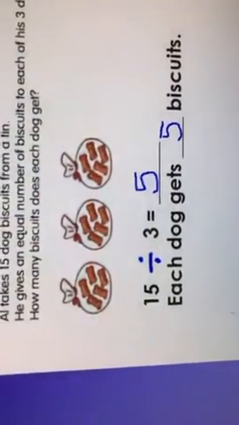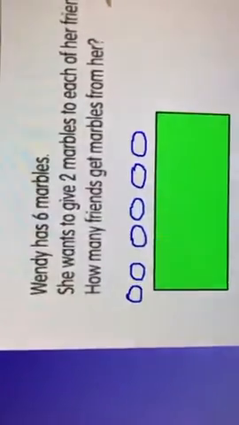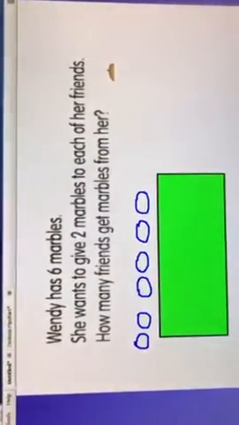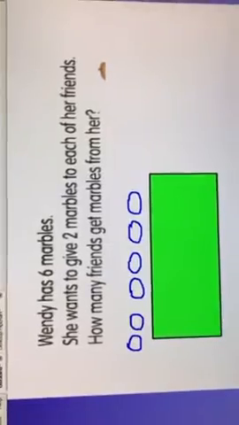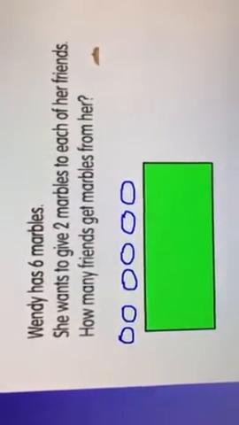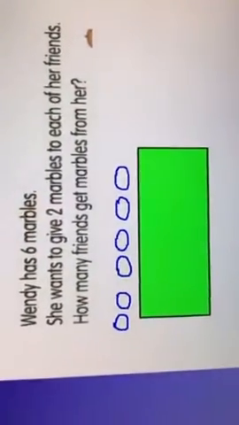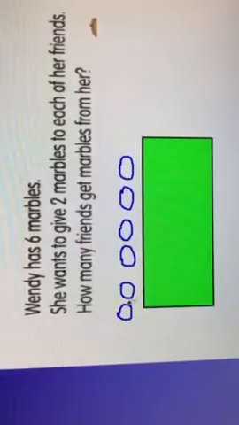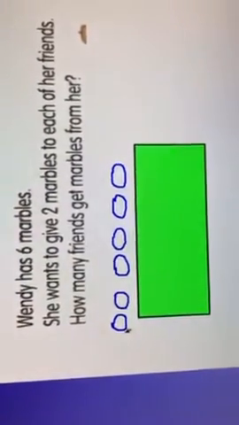All right, let's look at another problem. Wendy has 6 marbles. She wants to give 2 marbles to each of her friends. How many friends get marbles from her? So we can look here and we see our 6 marbles that Wendy has. But we want to know how many marbles each of her friends are going to get.